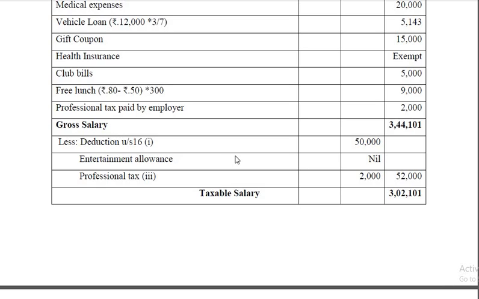And what is the deduction? It is up to 5,000, or the actual entertainment allowance, or 1/5 of basic salary. Of the three, whichever is least, that is deductible. But here, it is not at all applicable. Neither is the allowance given to the employee, nor is the deduction applicable.